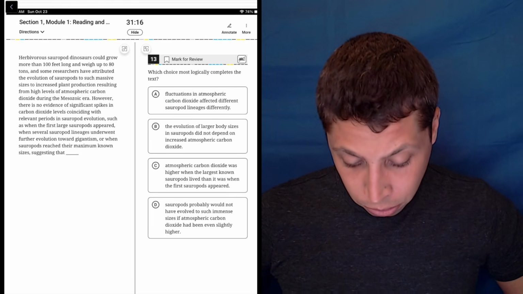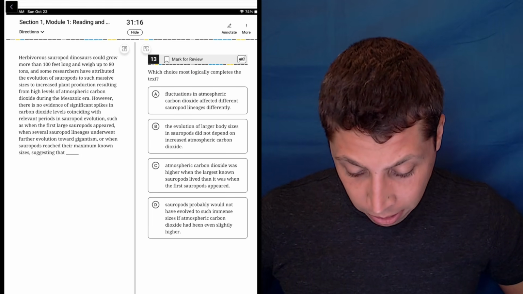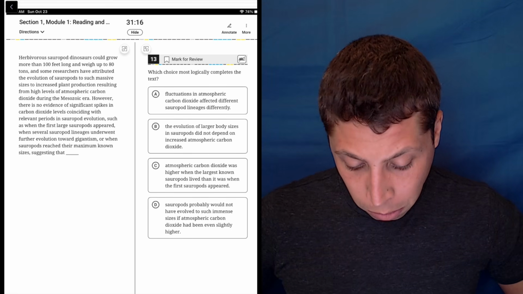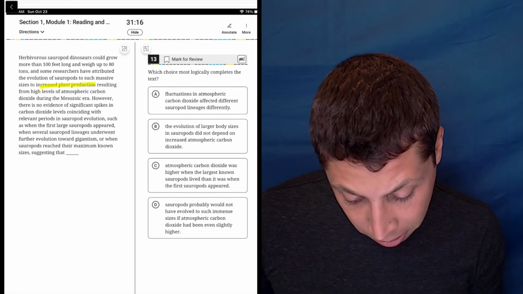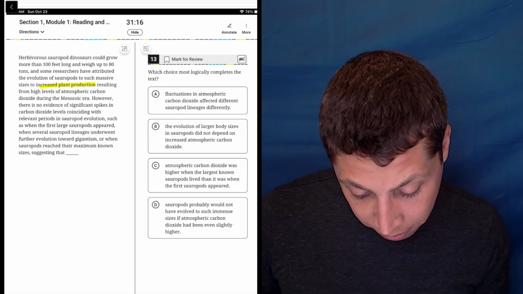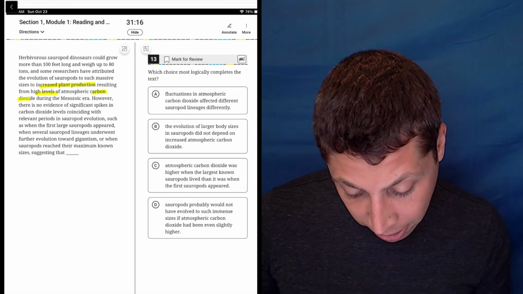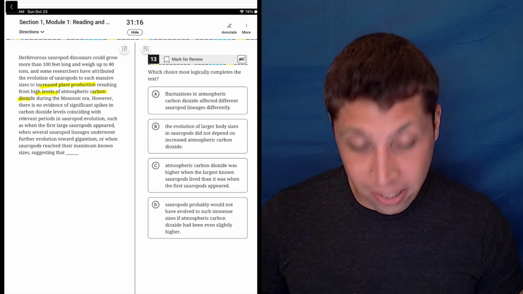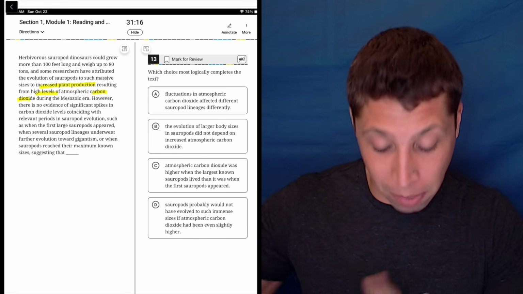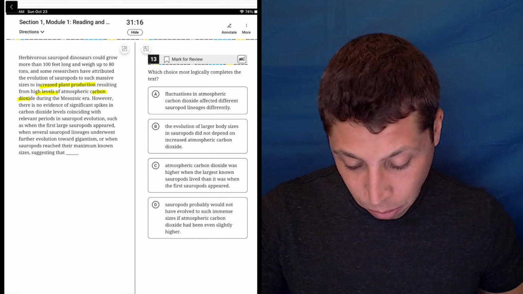Herbivorous sauropod dinosaurs could grow more than 100 feet long and weigh up to 80 tons, and some researchers have attributed the evolution of sauropods to such massive sizes to increased plant production resulting from high levels of atmospheric carbon dioxide during the Mesozoic era. See how I noticed, like, okay, I don't care about the sauropods, I care about what they're saying about the sauropods. That's how I know what's important.